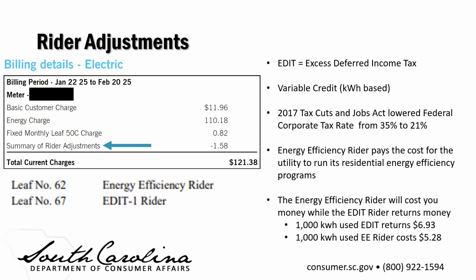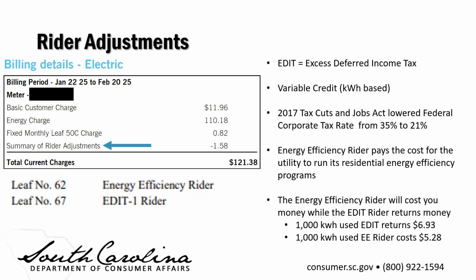And the next one I want to discuss with y'all is the rider adjustments and the summary of rider adjustments. Now, a rider is just a mechanism that's going to allow the utility to recover or refund yearly without a rate case. And this rider adjustment contains two riders, the energy efficiency or EE rider and the excess deferred income tax rider, or EDIT. Just at a high level, the EDIT rider is going to give you the money back, while the EE rider is going to be something you're paying into.